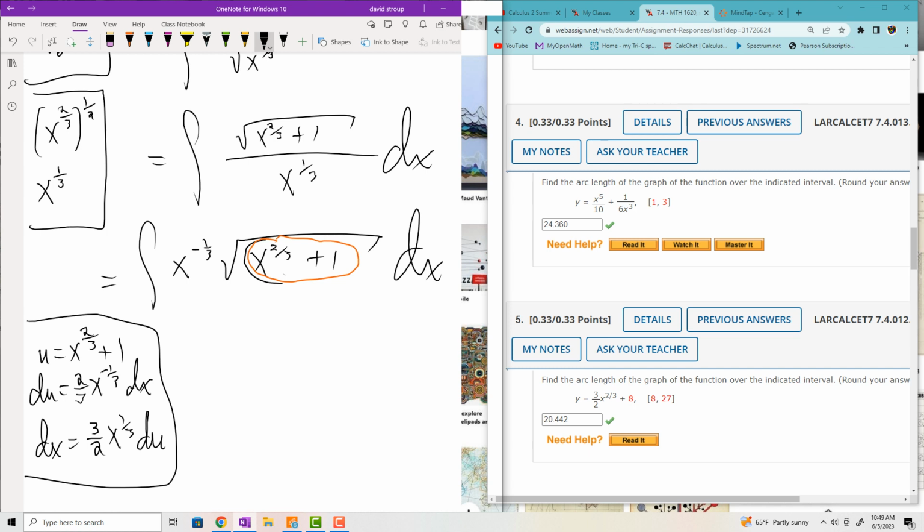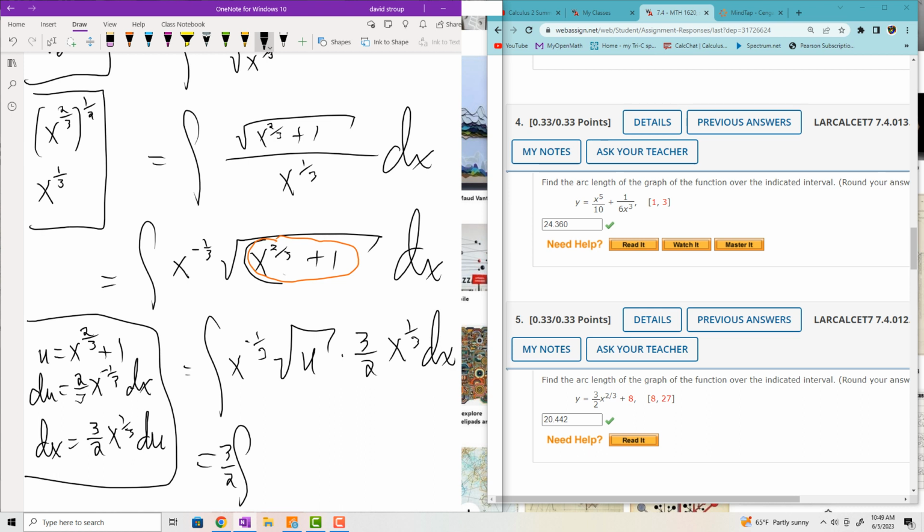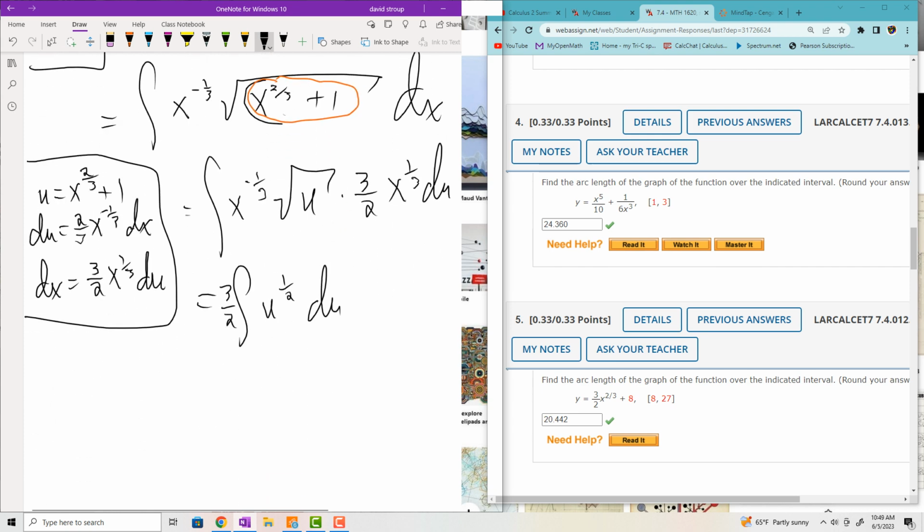Okay, great. So we've got the integral of x to the negative 1/3 times the square root of u times dx, which is 3/2 x to the 1/3 dx. You add the exponents and the x stuff goes away, and you can factor out 3/2, and then you get u to the 1/2 du. I only wrote dx, so let's write du. All right, and then it's power rule, and you're home free.